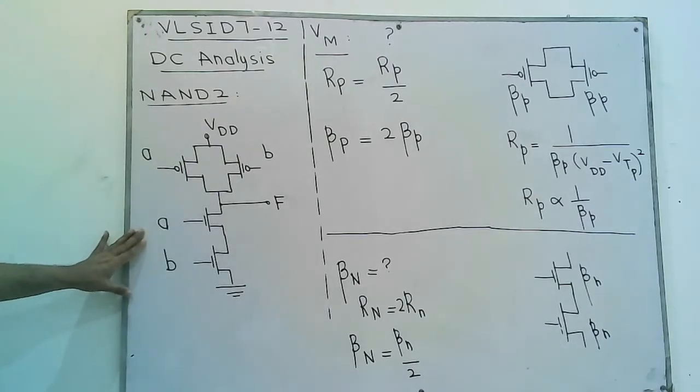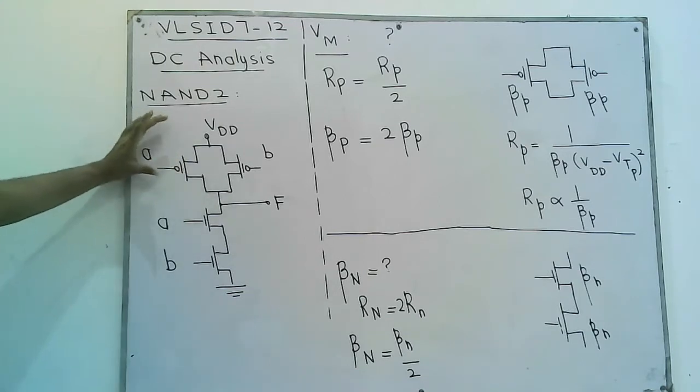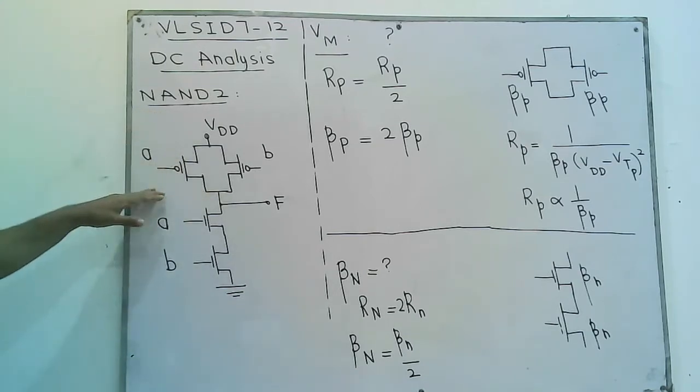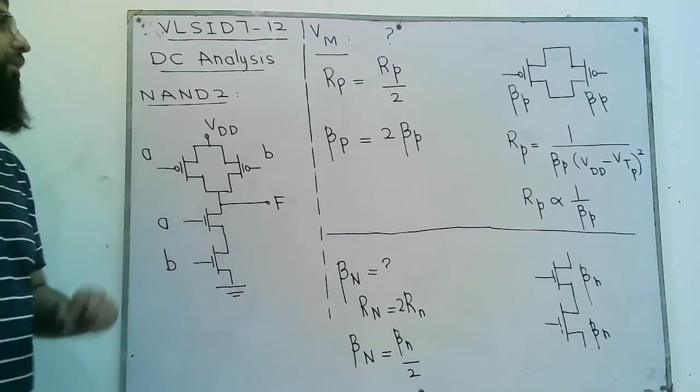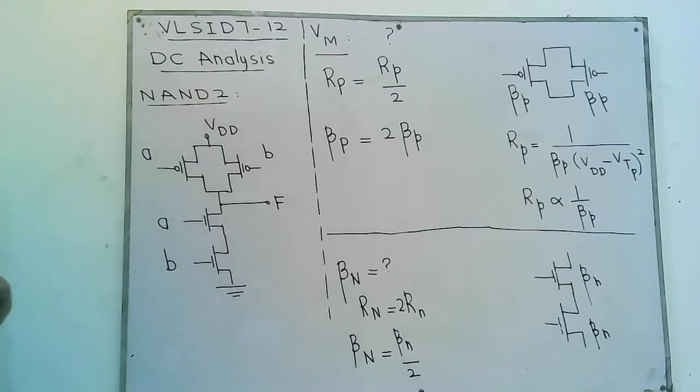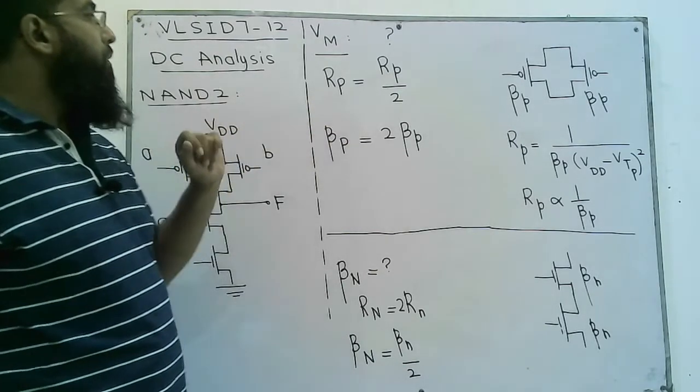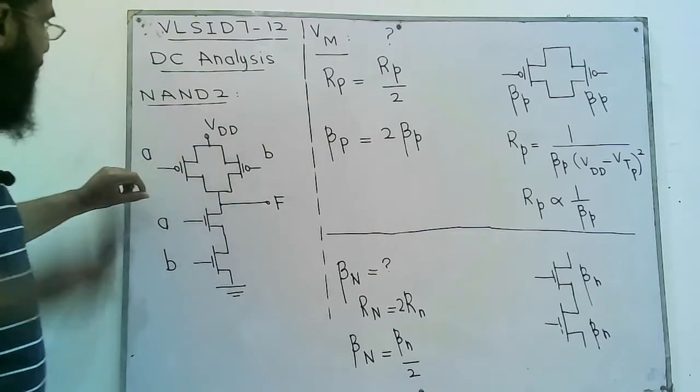Boolean expression. In the PMOS array, we have two PMOS transistors connected in parallel, and in the NMOS array we have two NMOS transistors connected in series. Let's see how this affects Vm. Previously we have been studying Vm for a CMOS NOT gate. In this lecture, let's see how we can find Vm for this NAND2.